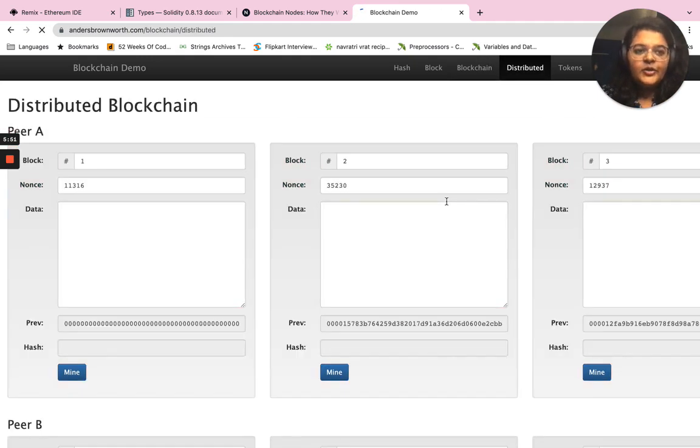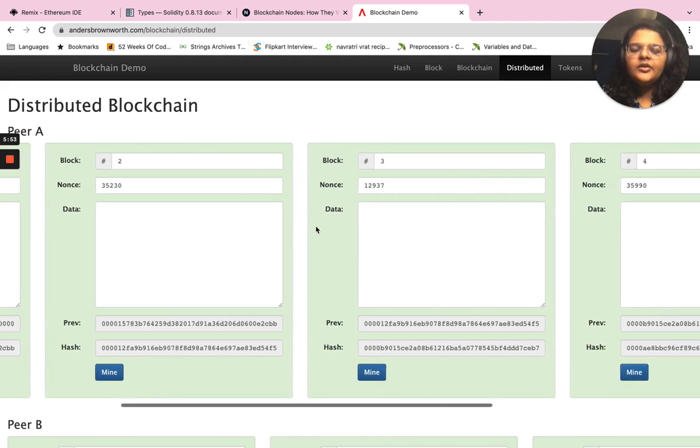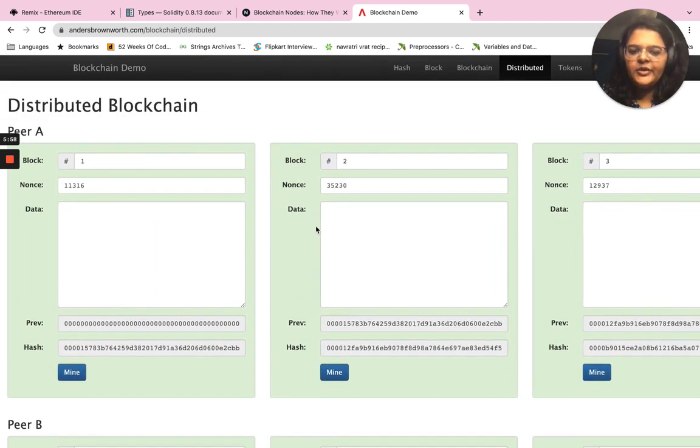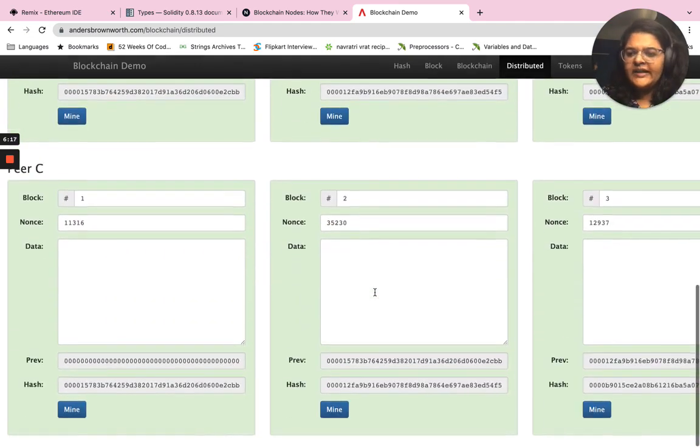Now, what is a distributed ledger, right? So the principle of blockchain is that the data is going to be distributed, or the blockchain itself is going to be distributed across different peers, right? That's how we are ensuring that there is complete decentralization in the network. Now, the same blockchain that we saw in the previous tab in the distributed system, the same data will be there, but with multiple peers.